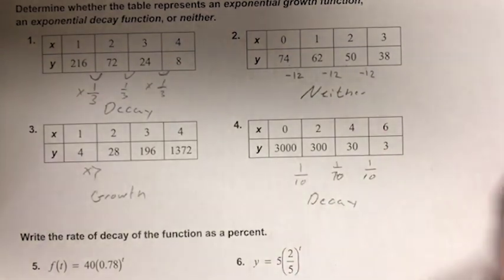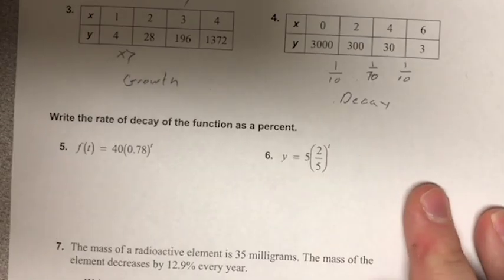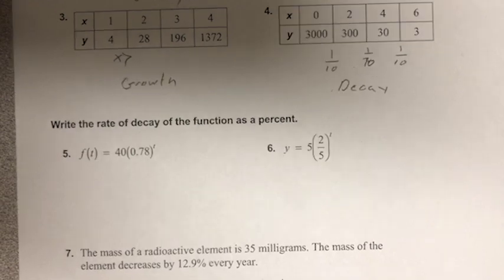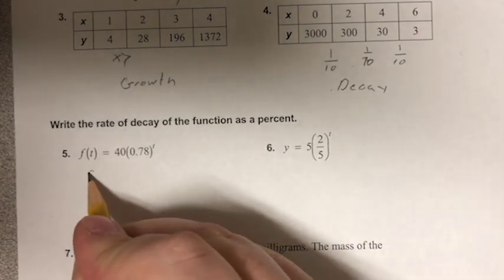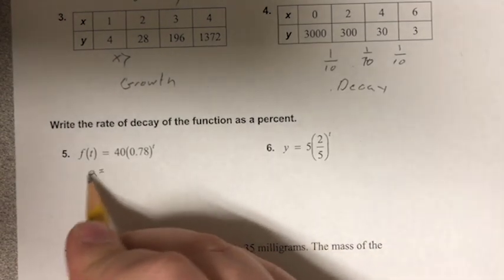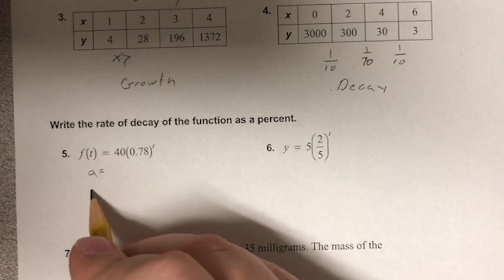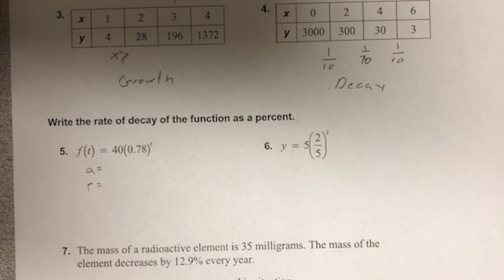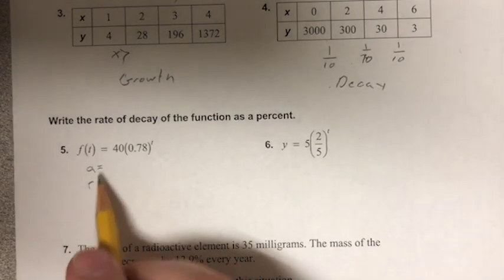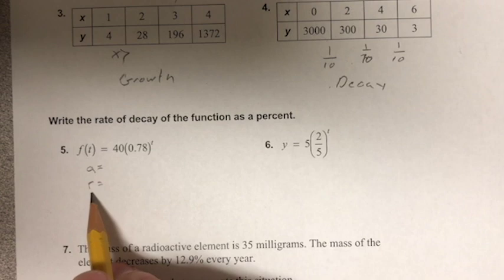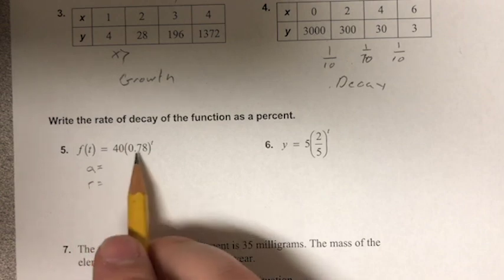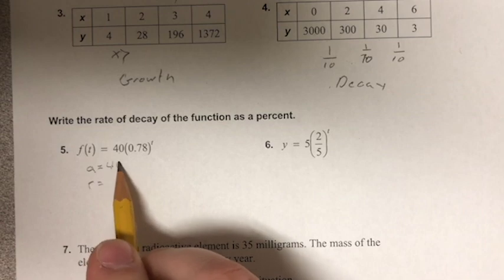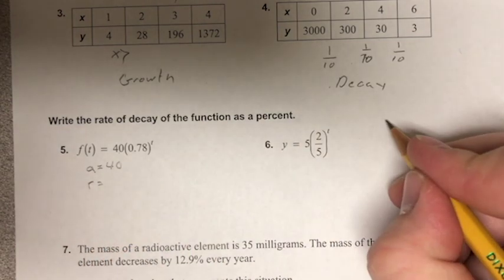All right, so now it says write the decay of the function as a percent. Well, this is kind of like what we did last time. Remember how we identified the number that we had started with, and then we had to identify the rate? We're going to do the same concept here. We're going to do A and R, two of them. So what I started with is 40. That's pretty easy.